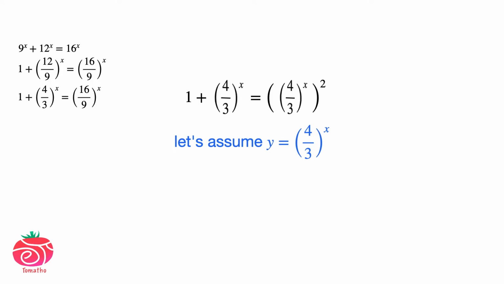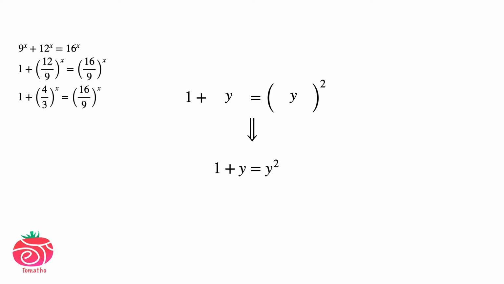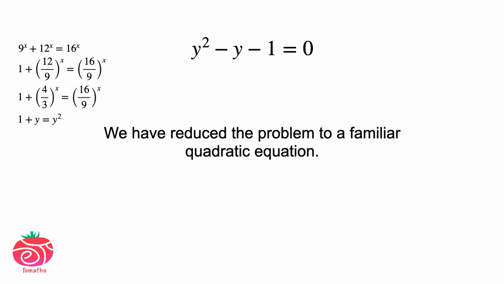And the equation becomes 1 plus y equals y squared. We rewrite it as y squared minus y minus 1 equals 0. What equation is this? It is familiar, right? Yes, you are right. It is a quadratic equation. We have reduced the problem to a familiar quadratic equation.